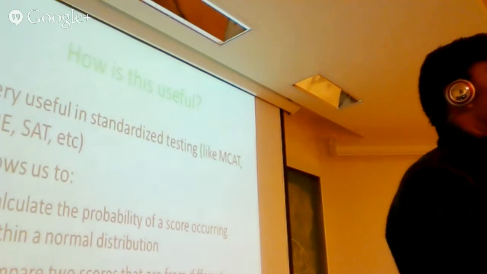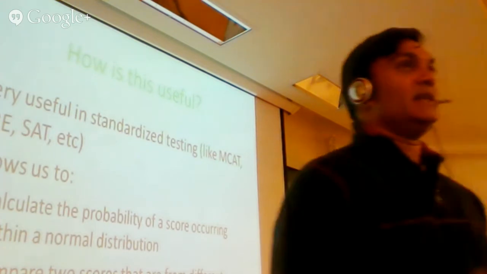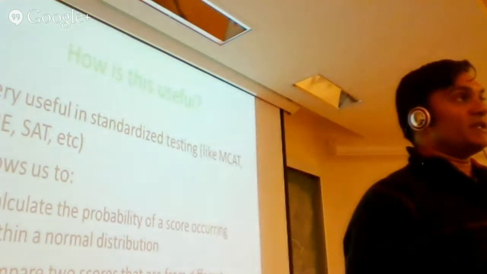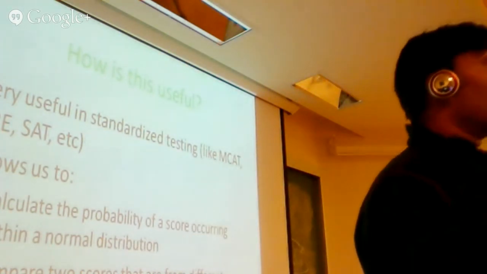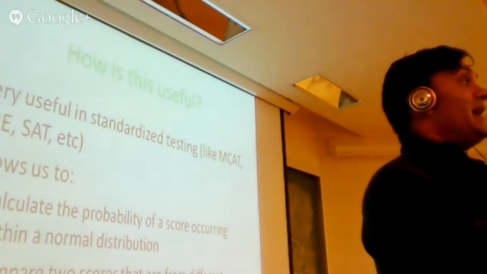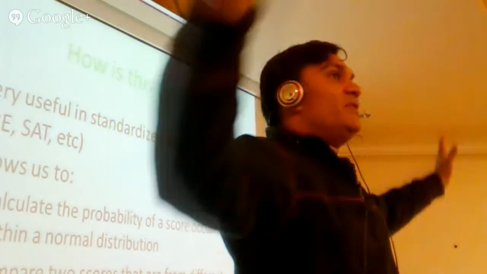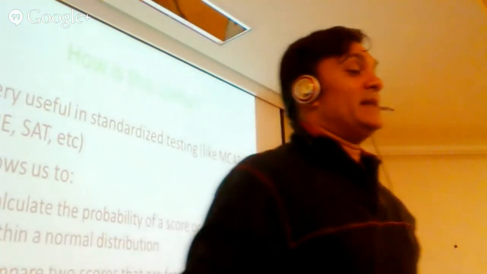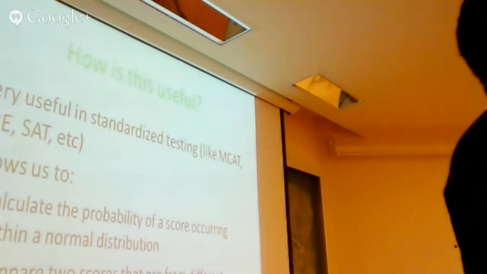medical admissions test, or the GRE, the graduate admissions test, or the SAT, the standardized admissions test in the US. So it allows us to calculate the probability of scoring a certain thing, assuming everything is normally distributed, and we always assume that. We often assume that, right? And it allows us to compare two scores from different distributions.